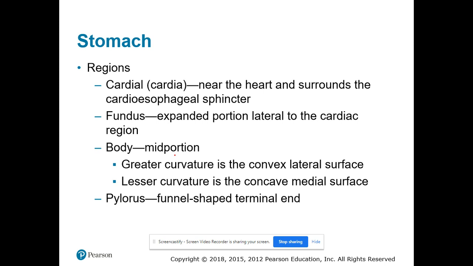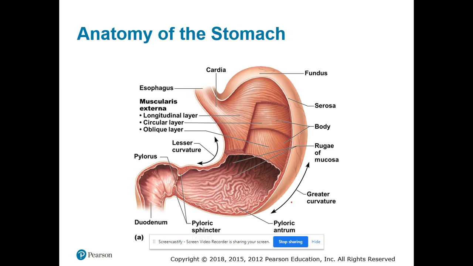The body is the mid portion. It makes up the bulk of the stomach, and there are two curvatures, a greater curvature and a lesser curvature. The greater curvature is convex on the lateral surface, while the lesser curvature is concave on the medial. So if we look at it in the picture, your greater is lateral, so it's towards the outside. And then here, your lesser curvature is more medial.